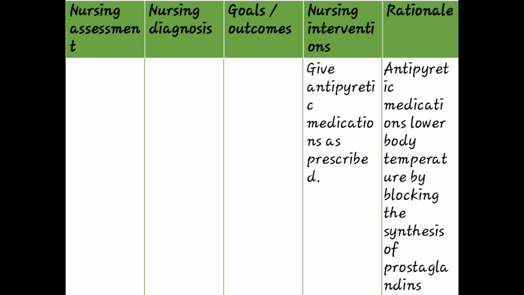Okay. Then provide the antipyretic agents, antipyretic medications as prescribed. About the antipyretics, these medications lower the body temperature by blocking the synthesis of prostaglandin, because prostaglandin is responsible for hyperthermia. So what the antipyretic medication will do is block the synthesis of the prostaglandin and thus reduce the body temperature. Okay.